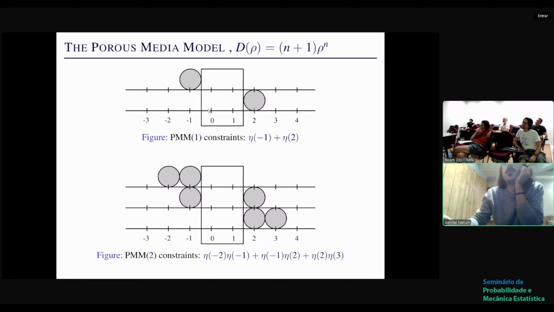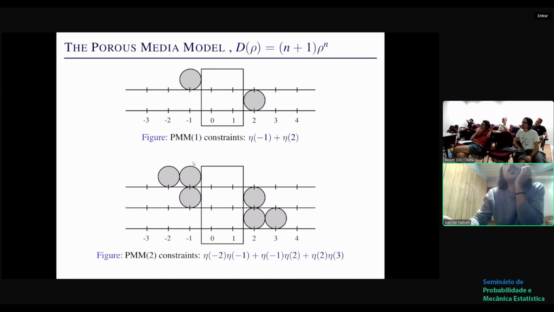So suppose a jump is going to happen between the nodes 0 and 1. If we have -1 occupied, we add 1 to the rate. If we have 2 occupied, we add another 1 to the rate. This is generalized for larger values of n in this way. So we consider a window of length n. In this case, n is 2, around the node where a jump can happen.